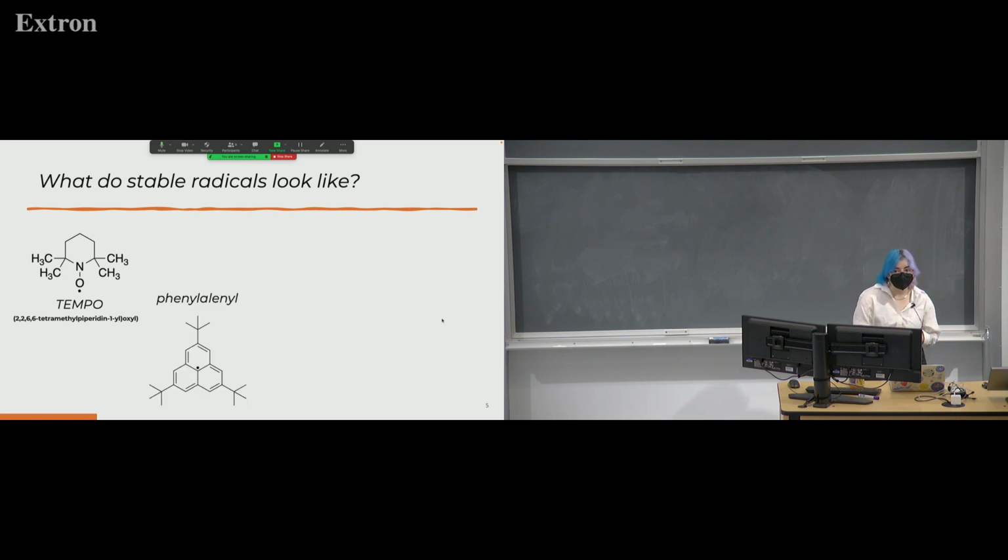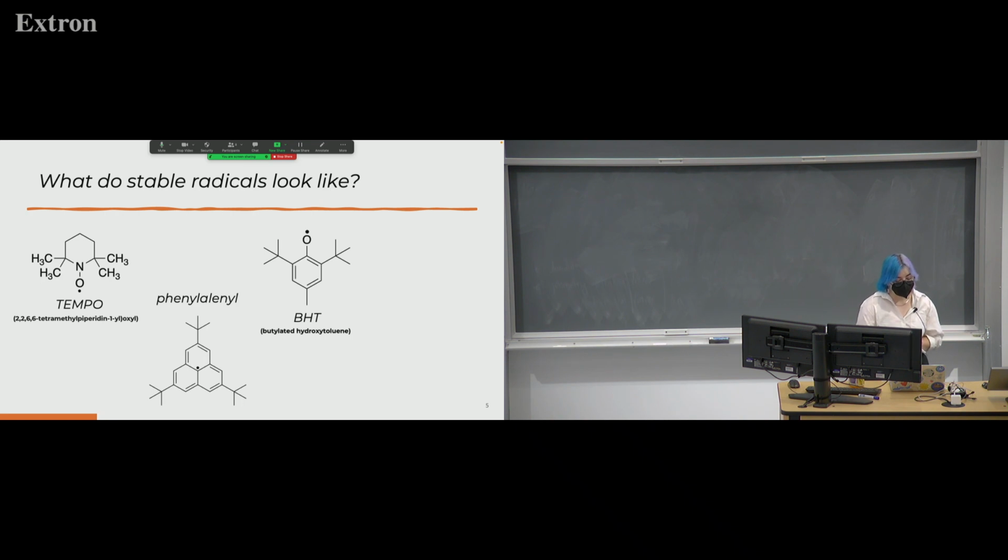Additionally, we have our phenylalanine radical, which is stable when we have our tert-butyl groups on the outside there, those little branches sticking out. And we also have, again, a lot of pi conjugation with those double bonds and our unpaired electron located at the very center.